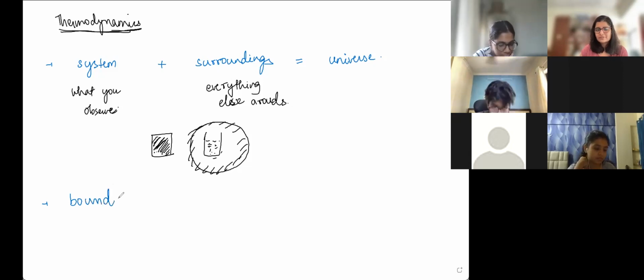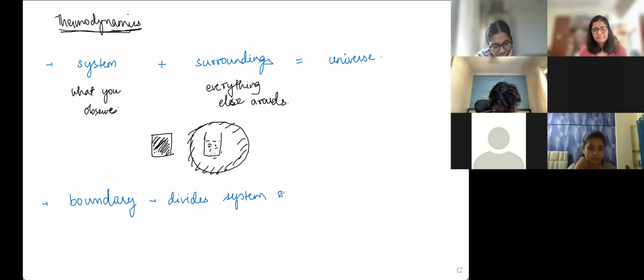These are English words only. You have used them, you know them, you understand them. So boundary is what divides the system and the surroundings. The water and the glass both are the system, and around that is the surroundings. So the water is the system. The beaker itself is the boundary, and everything outside the beaker is the surroundings.